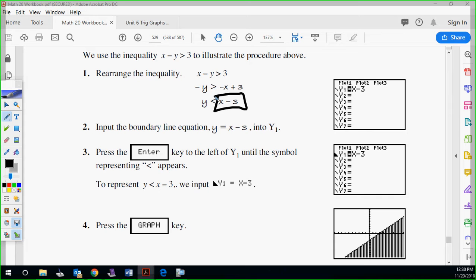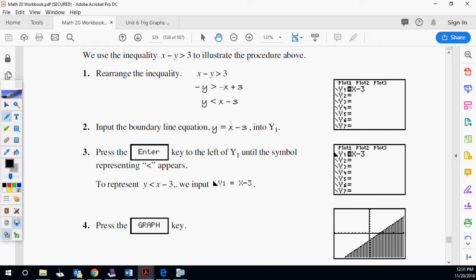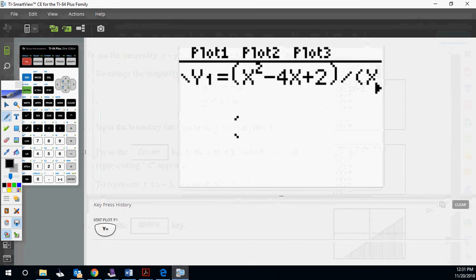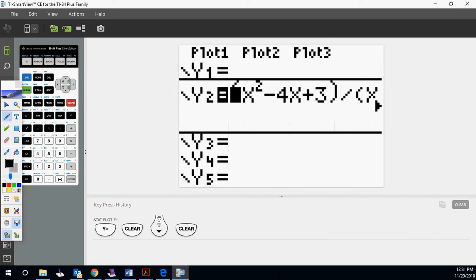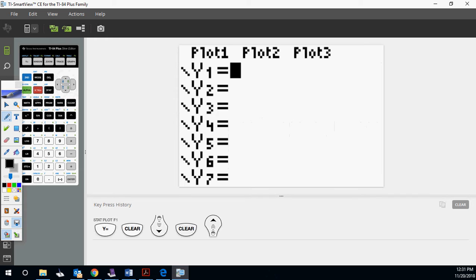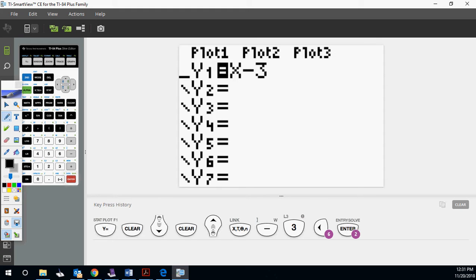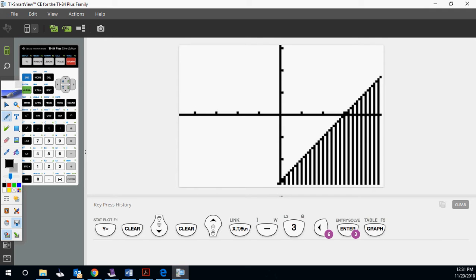Press enter, go to the left of the y1, so arrow over here and hit enter until you see that symbol come up. And then you hit graph. So let's take a look here. Clear, clear. If you're still trying to catch up, x minus 3 here. Then we arrow over to that line there. Enter. Nope, enter. That's above, enter. That's the one I want. Hit graph. It shades below the line for me.